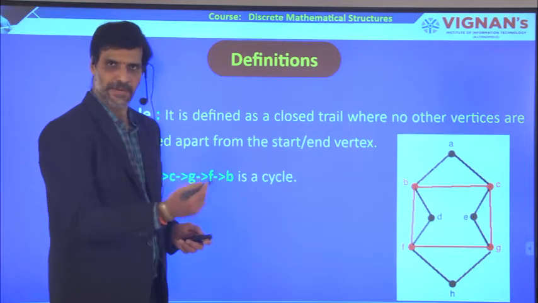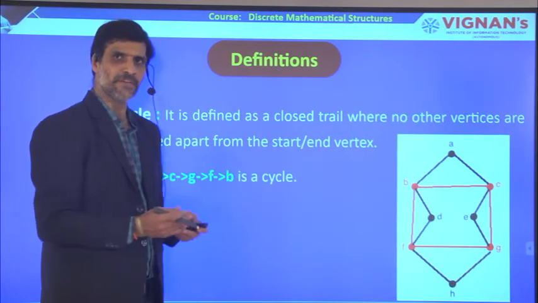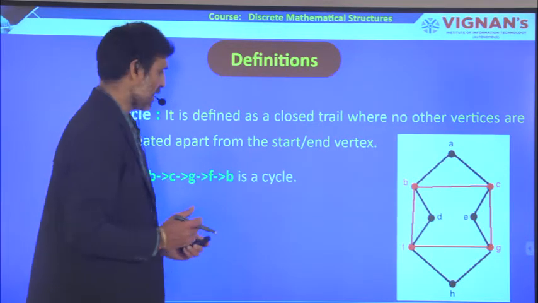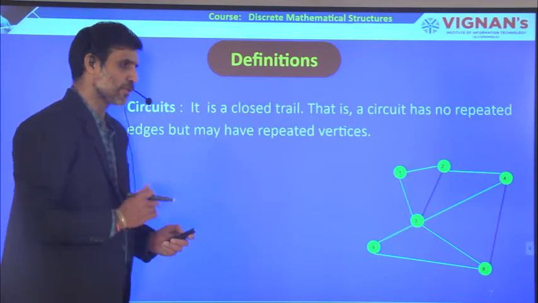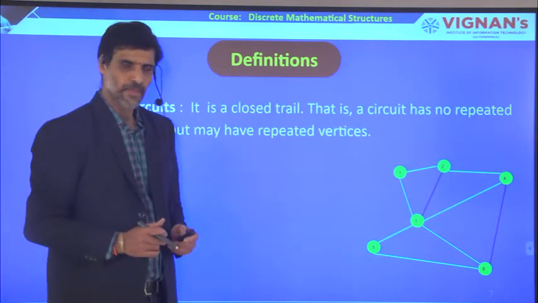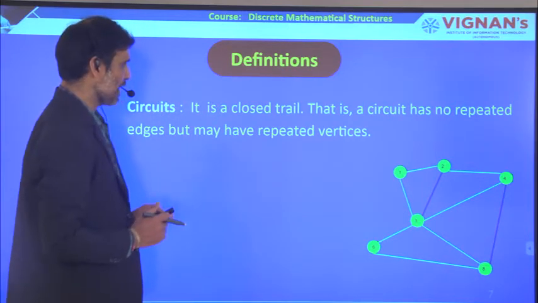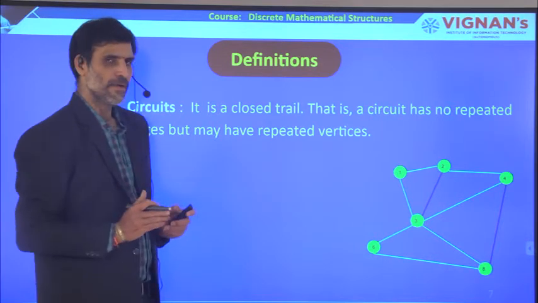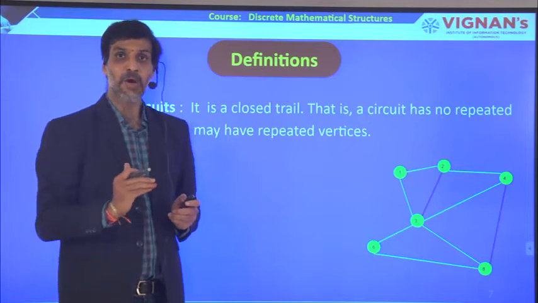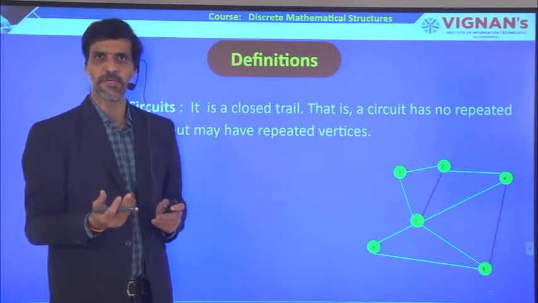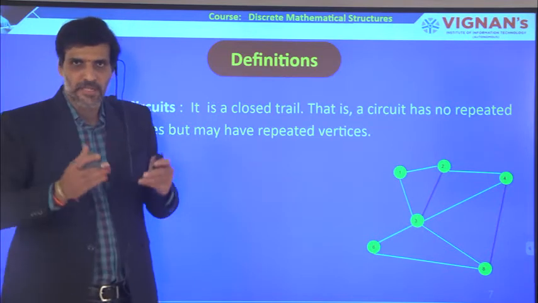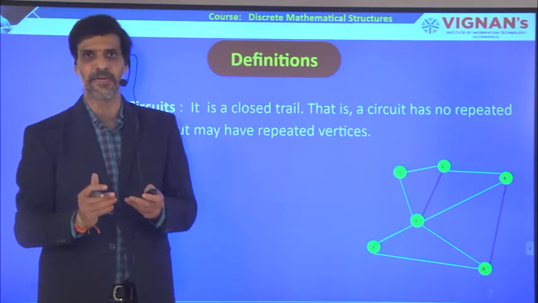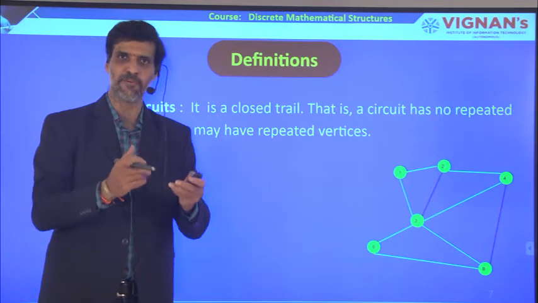If the start and end vertex are the same and no other intermediate vertices are repeated, then it is called a cycle. Now coming to the case of a circuit. What do you mean by a circuit? It is a closed trail, that is, a circuit has no repeated edges but may have repeated vertices. What is the difference between a cycle and a circuit? In the cycle, the start vertex and the end vertex should be the same because it should form a cycle.